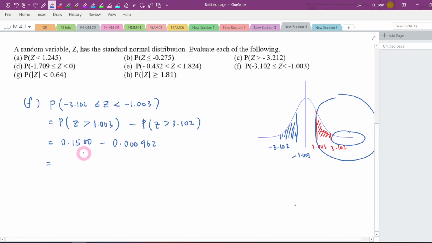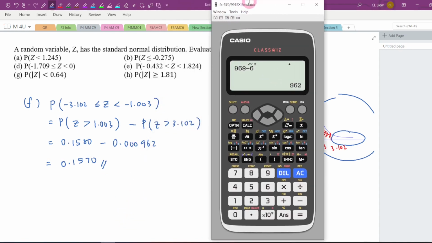Okay, let me just round it off to 4 significant figures, then it will be 0.1570. As usual, if you want to check using your calculator, you can do it this way. 7, normal cumulative distribution. Lower will be negative 3.102. Upper limit will be negative 1.003. And make sure that the standard deviation is equal to 1 and the mean is equal to 0. Press equal. This is our answer. If you round it off to 4 significant figures, because the 6 is at 1 here and this 9 at 1 here, it will become 0.1570.